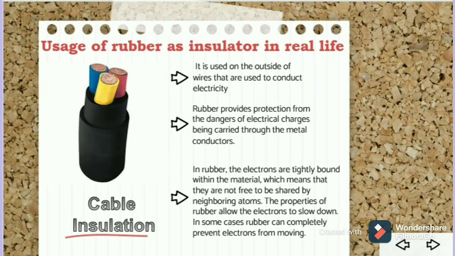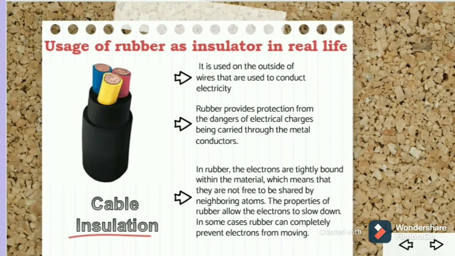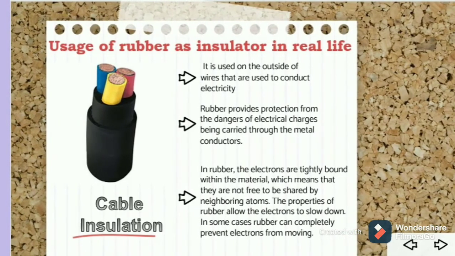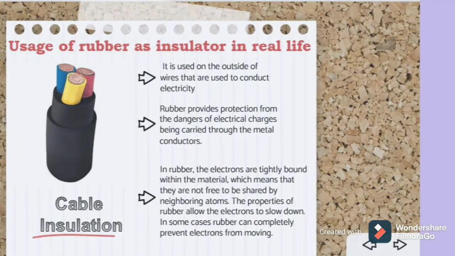As we know, in rubber, the electrons are tightly bound within the material, which means that they are not free to be shared by neighboring atoms. The property of rubber allows the electrons to slow down. In some cases, rubber can completely prevent electrons from moving.